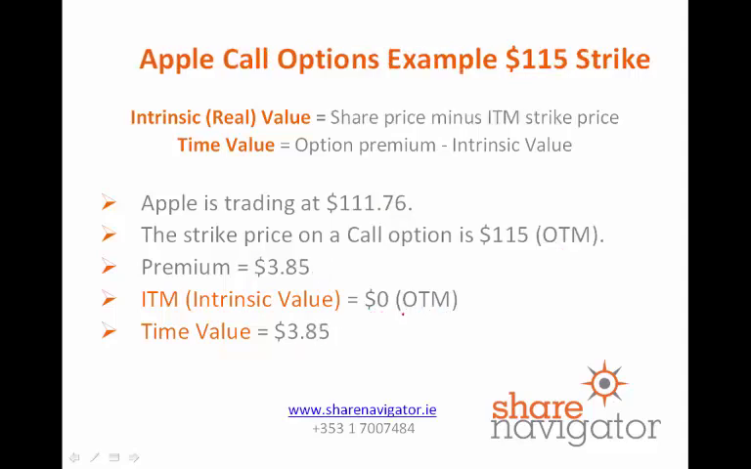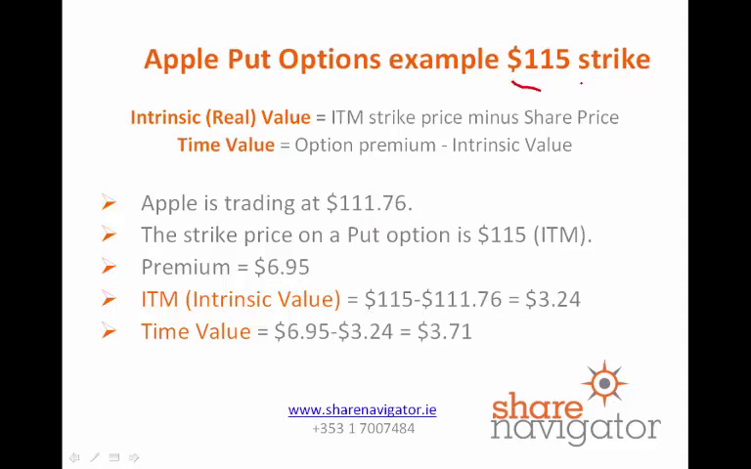So let's reverse this time. Let's use the 115 strike on the calls. Again, we know our formulas. Apple is trading at 111.76. The strike price is 115. It's out of the money for calls, and we know that the premium for the out of the money calls was 3.85. We knew that from a couple of slides back. So the in the money value is 0 because the call option is out of the money. So therefore the time value is 3.85. Again, really important to know, especially when we go through our covered call strategy, which is coming up next.